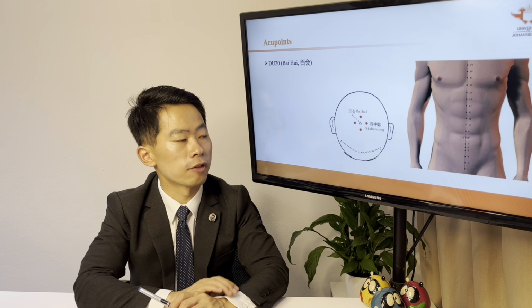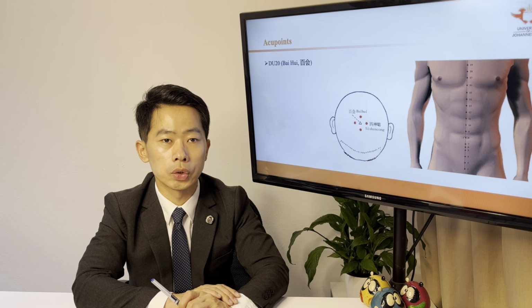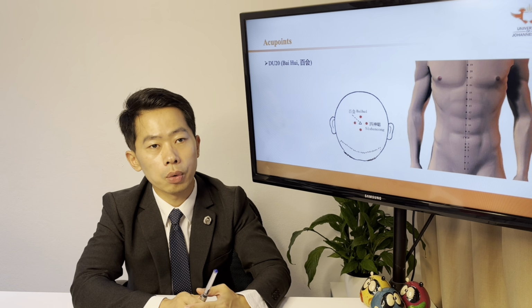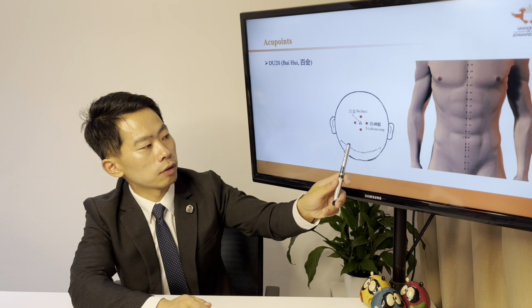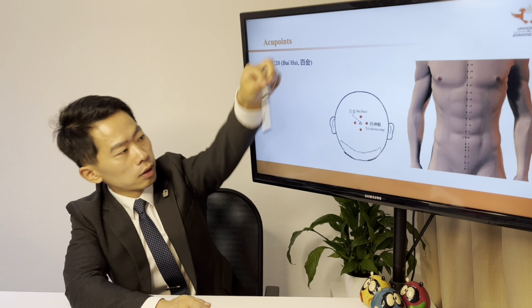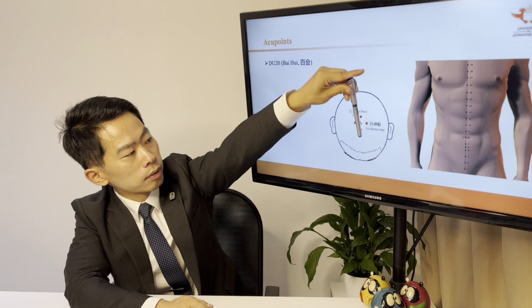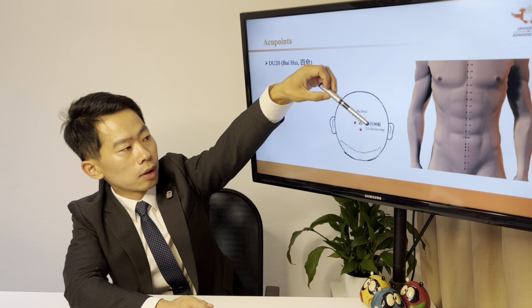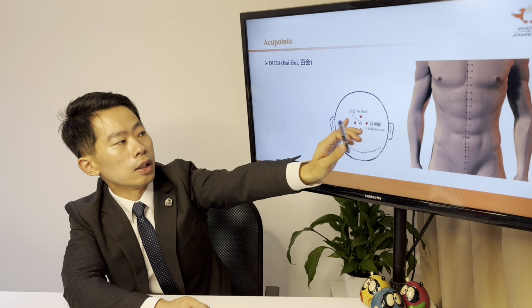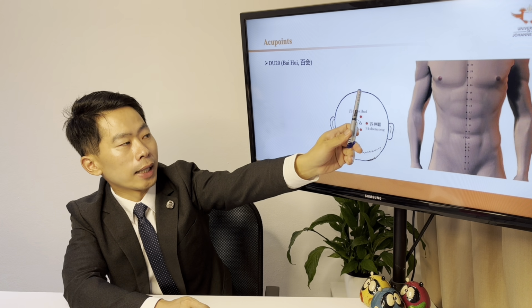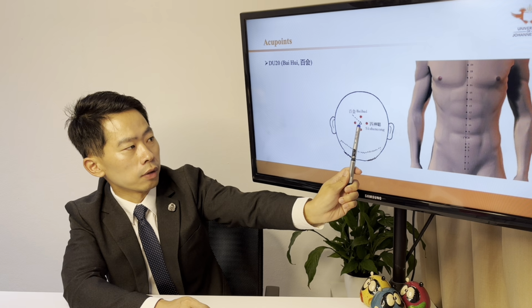The needle techniques for 百会 depend on the condition. For example, if you use 百会 for headache, it depends on where it is. If the headache is at the forehead, then you can needle from this direction. If migraine on one side, then you can needle to this direction. If the headache is at the back of the head, you can needle in from this direction.